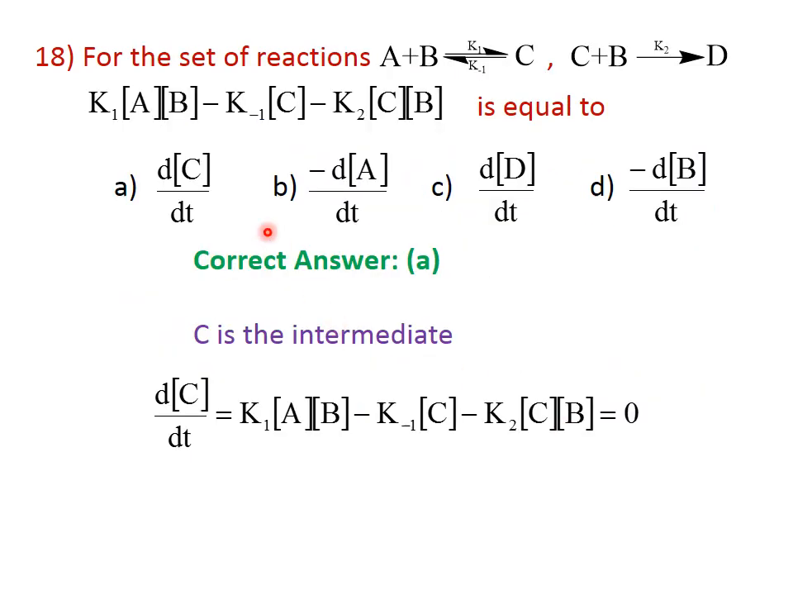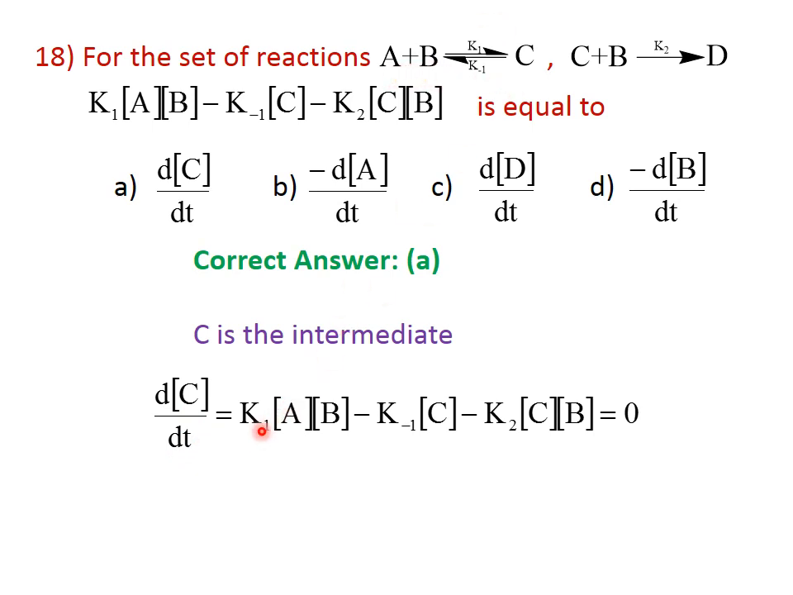Question number 18. For the set of reactions A plus B reversible C, C plus B will give D: K1 into A into B minus K minus 1 into C minus K2 into C into B is equal to... This is nothing else; here the intermediate is C. Apply the steady state to this intermediate first. dC by dt: in the first step it forms, A plus B will give C.